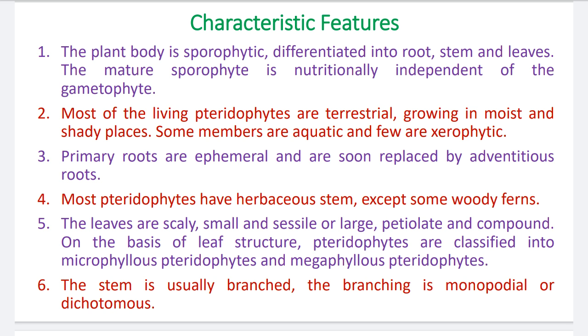Number 6, the stem is usually branched. The stem has branches as well as sub-branches, so the stem is branched. The branching is monopodial or dichotomous. Both types of branching are found in the pteridophytes, monopodial or dichotomous branching.